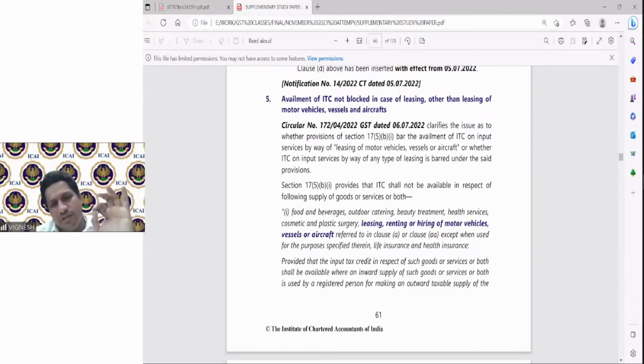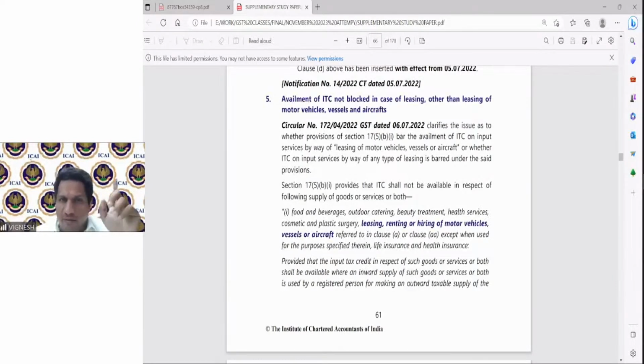So first of all, what does 17 subsection 5 provide? It says that the ITC shall not be available in respect of the following supply of the goods or services. First one: food and beverages, outdoor catering, beauty treatment, health services, cosmetic and plastic surgery, leasing, rental, or hiring of motor vehicles, vessel, or aircraft, referred to in A or AA.